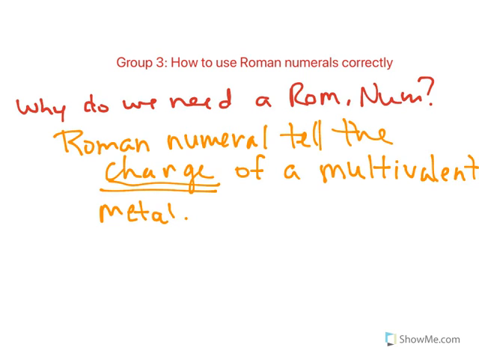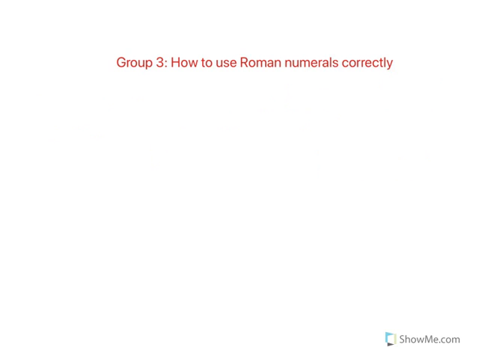Okay, so the charge has nothing to do with how many atoms there are. It has nothing to do with any of that. It's literally just the charge of the metal. So let's talk about how that affects what we're doing.